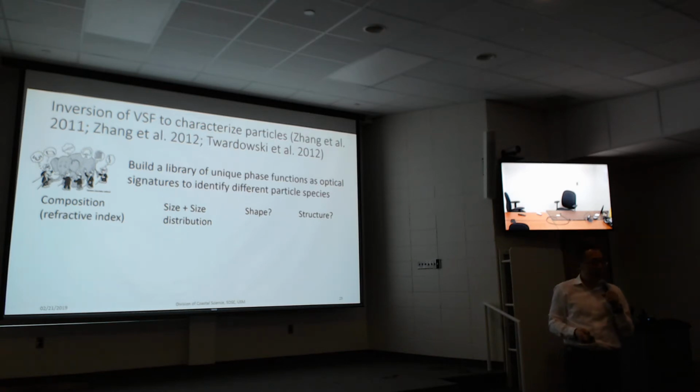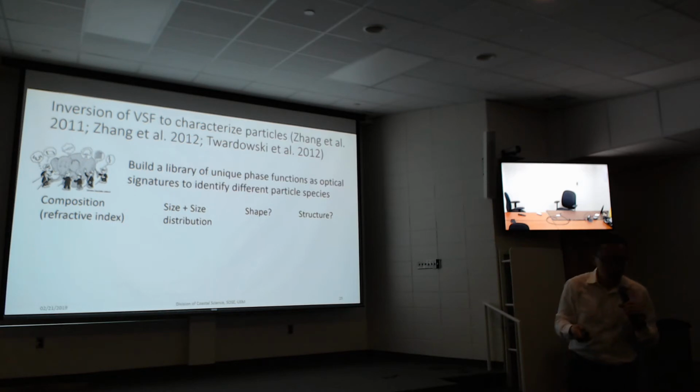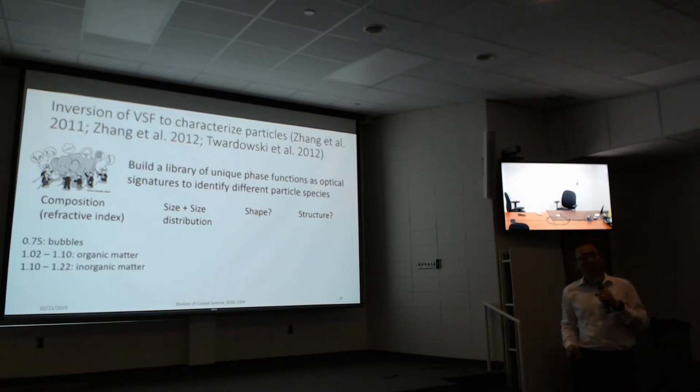So how do we build this library? We build the library mostly in simulation. Remember at the beginning, I said it varies with the composition, size, shape, and structure. So we have to account for all of those to build the library. To build this library, we look at the literature: what's typical for oceanic particles, and what's their refractive index.